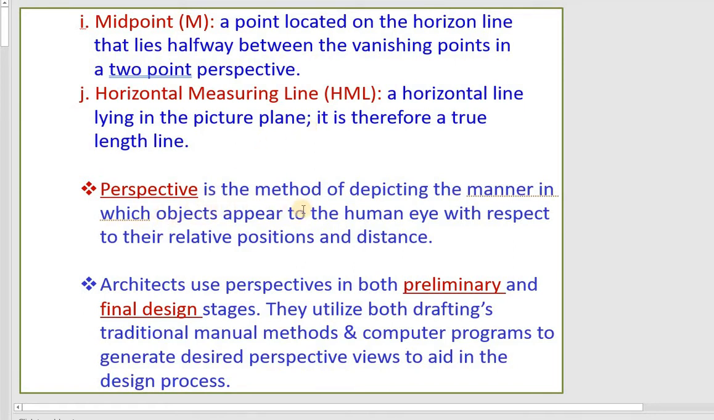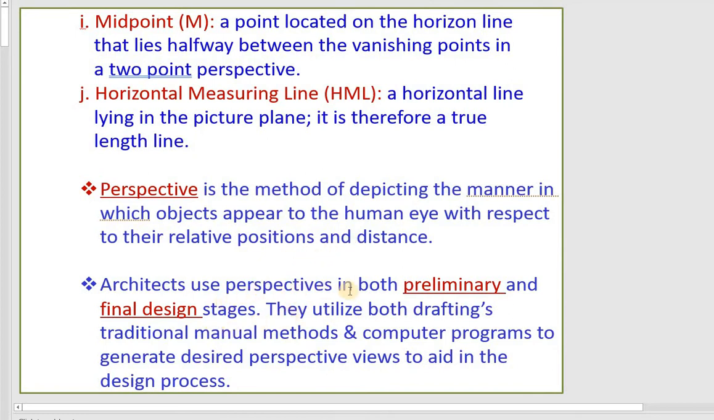Perspective is the method of depicting the manner in which objects appear to the human eyes. When you see that, and you can transfer that onto the picture, you call that perspective. This is their relative position and distance.